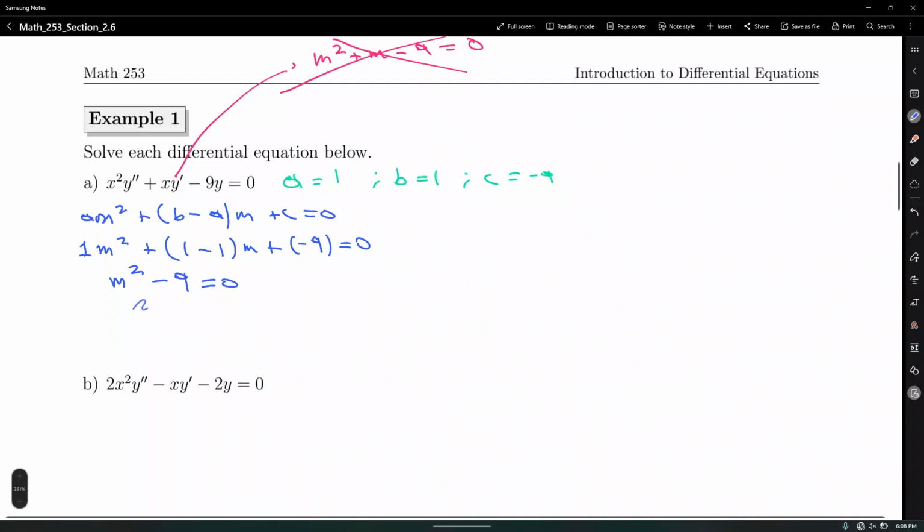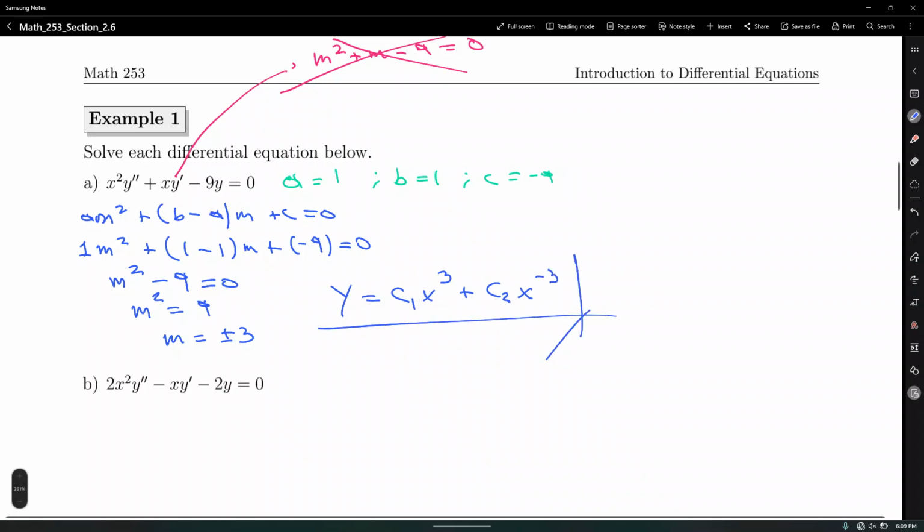Okay, so let's solve this equation. m squared equals 9. m equals plus or minus 3. So guys, what do we have? Two roots, real and distinct. All right. So this will be y equals c1 x cubed plus c2 x to the negative 3. Final answer. Right? Final answer.